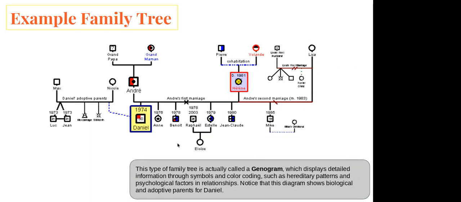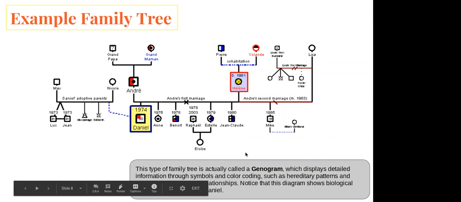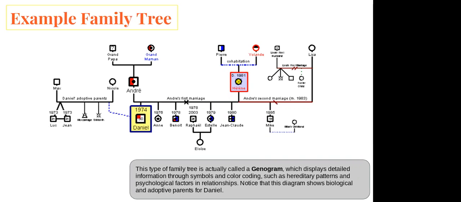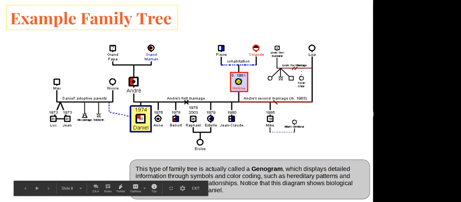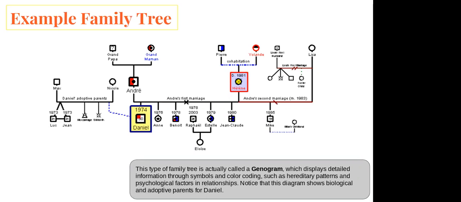Color coding. Yeah, color coding or these little symbols, right? That's because this is called, and you can see by the box down here, a genogram, which displays information through symbols and color coding, such as hereditary patterns and psychological factors in relationships. So notice over here we have Daniel, and it shows his adoptive parents and their genealogy as well as the rest of the family. We have grandma, grandmom, and then we have Andre, and we can see grandpa is the white square, and grandmom has the half red, half white circle. Now we put those both together for Andre. He's got a square shape, but it's half red, half white with the dot in the middle, meaning he's comprised of both of these people genetically.